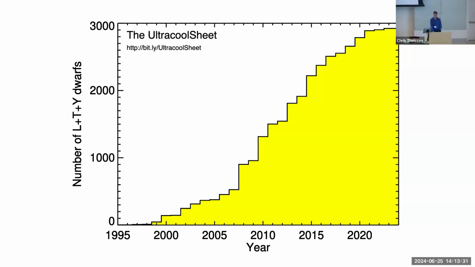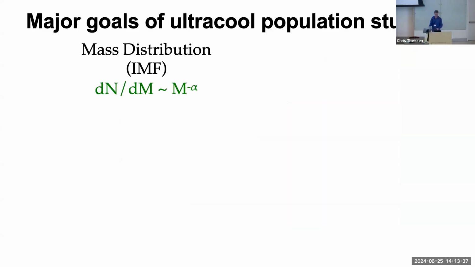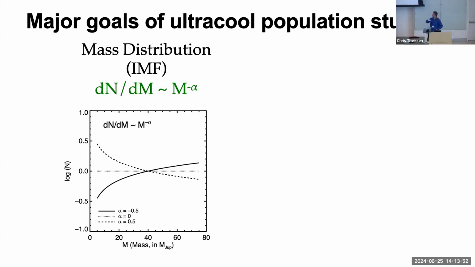I want to look now at a couple of goals, results for volume-limited studies of ultra-cool dwarfs in our solar neighborhood. One of the big ones, of course, has been the mass distribution. This is often characterized as a power law with an index alpha that characterizes it. What you need to know here today is if it's 0, then that means it's a flat mass distribution. If it's positive, that means you have more lower mass objects.